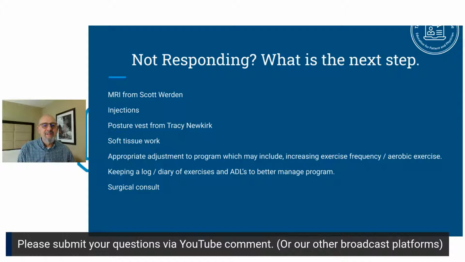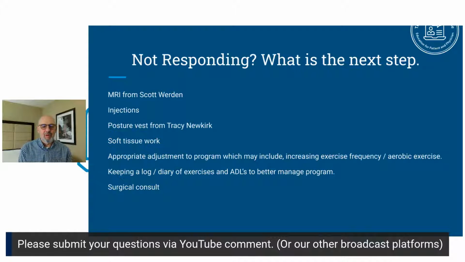People are doing Botox. Dr. Newkirk up in Marin has a posture vest. I have a lot of patients that are using that. Again, sometimes they have it. Sometimes I see them first, and I suggest they see Dr. Newkirk. There's soft tissue work. That's a bit of a hard one to answer.